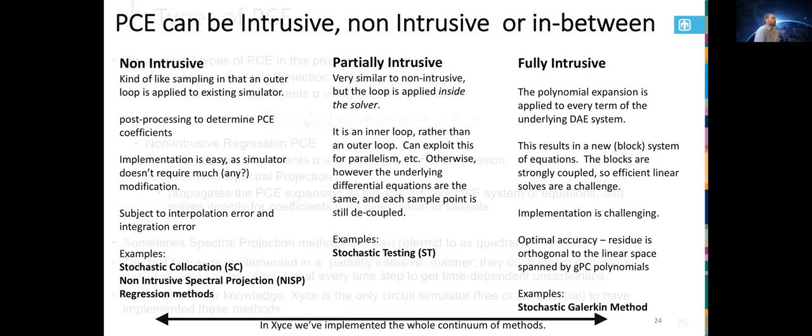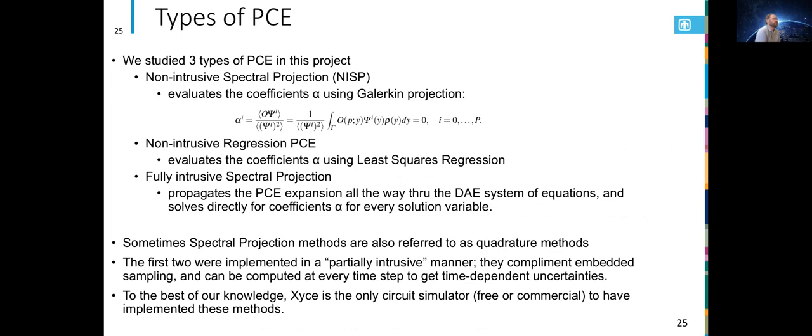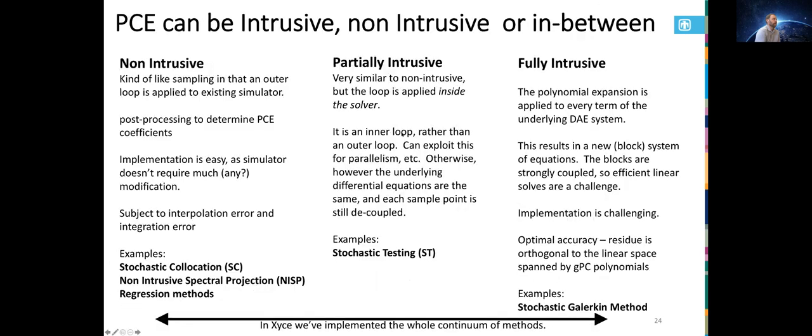So let's see. To get into a little more detail here, well, just a little more. We implemented three types of PCE in Xyce, and then we applied them in each of these sort of columns here.